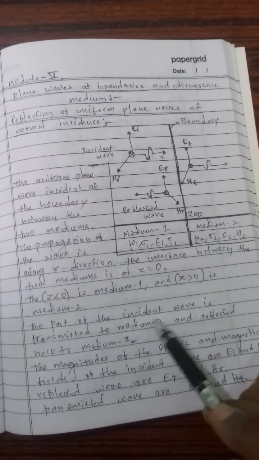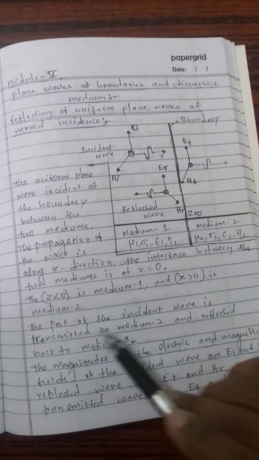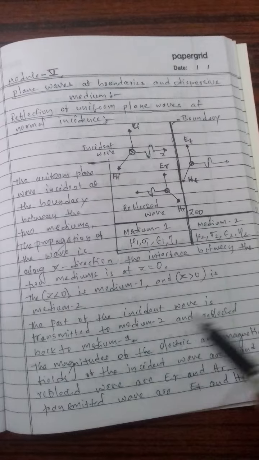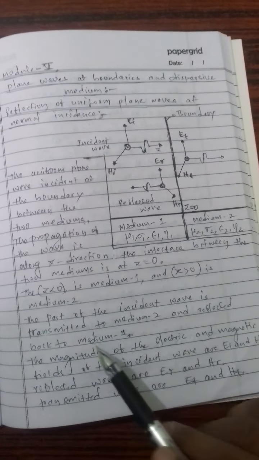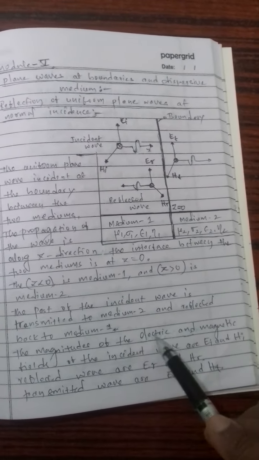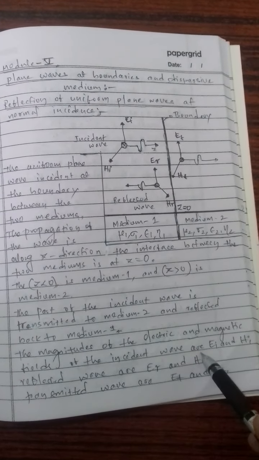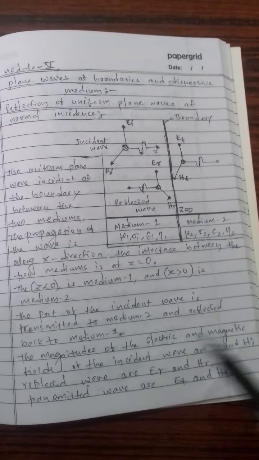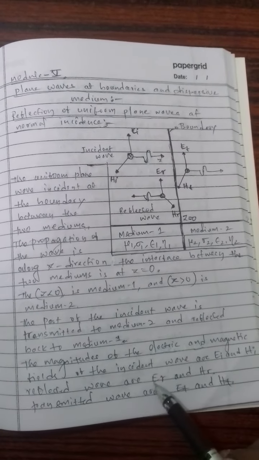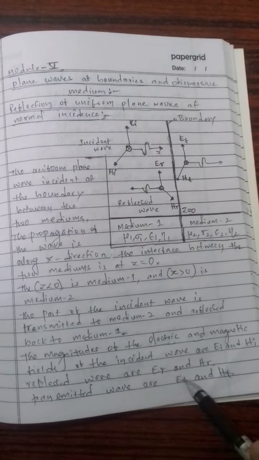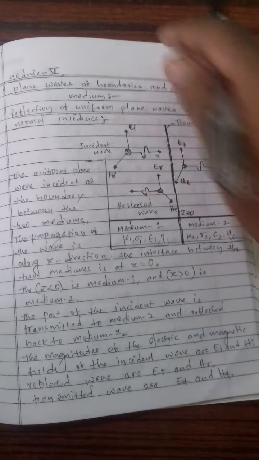The part of the incident wave is transmitted to medium 2 and reflected back to medium 1. The magnitudes of the electric and magnetic fields of the incident wave are EI and HI. Reflected wave are ER and HR. The transmitted wave are ET and HT.